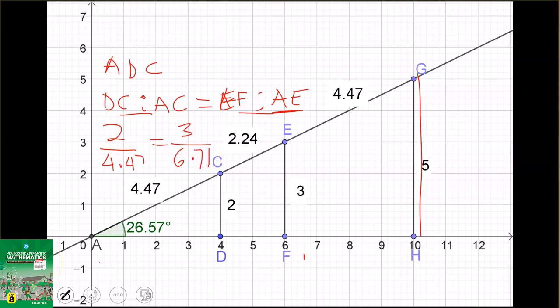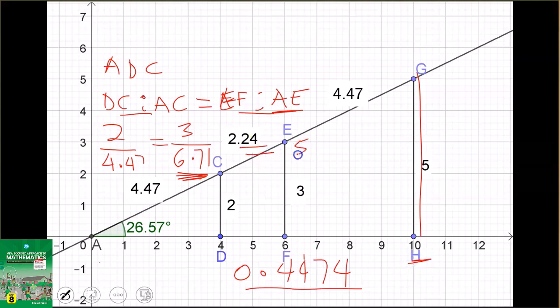6.71. Now with the help of your calculator, do 2 divided by 4.47. Let's see the result. 2 divided by 4.47, the result is 0.4474. The same thing when you divide 3 also divided by 6.71, you get the same results. You can pause the video and try it for this one.